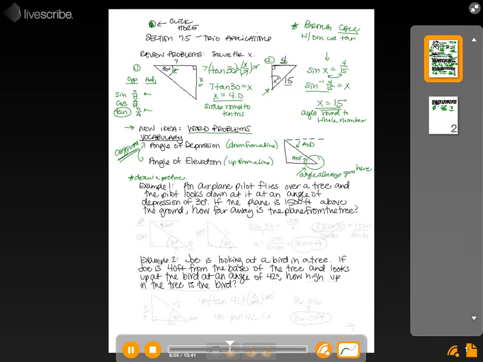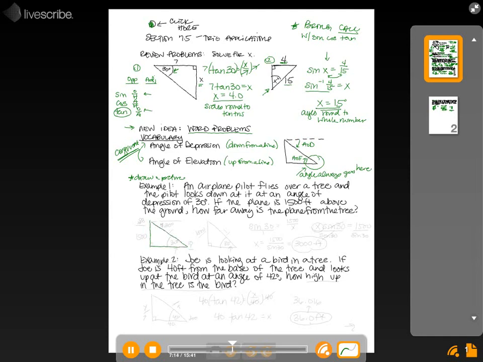Let's look at the first example here. It says an airplane pilot flies over a tree and the pilot looks down at it at an angle of depression of 30 degrees. If the plane is 1,500 feet above the ground, how far away is the plane from the tree? So we're going to start with a right triangle.